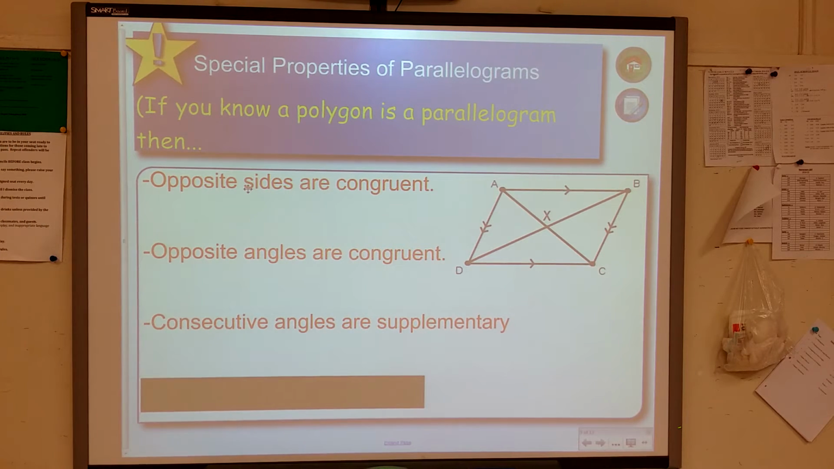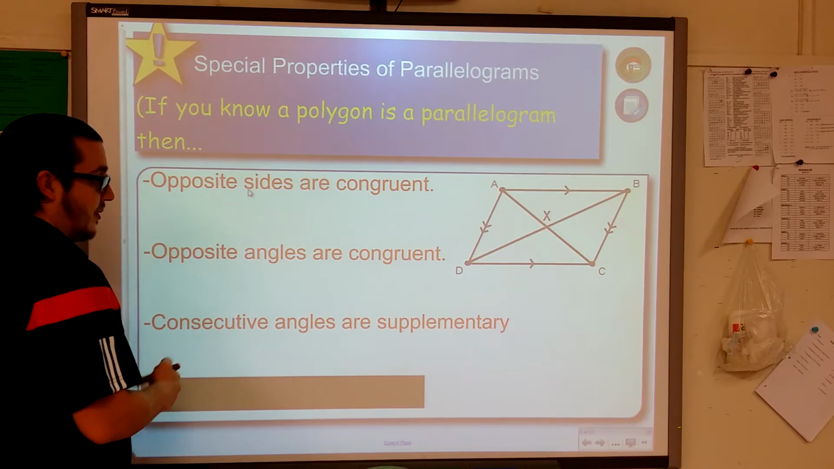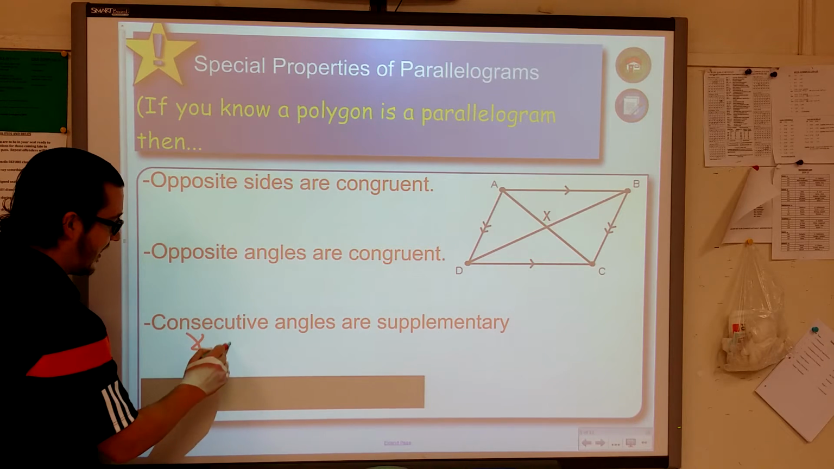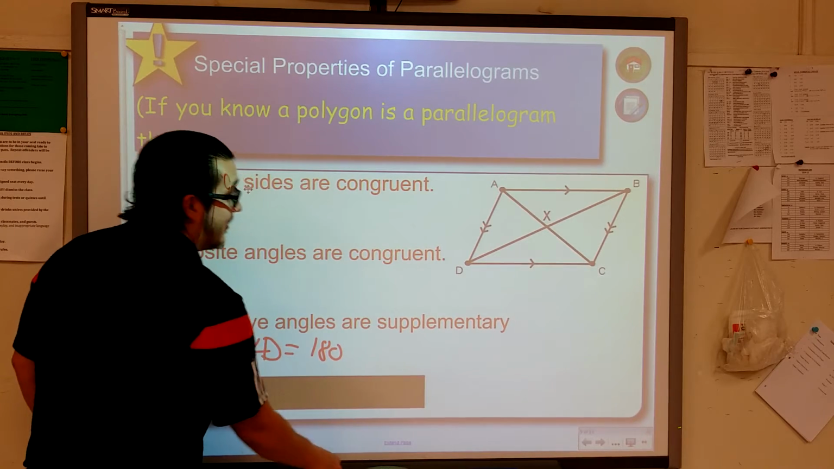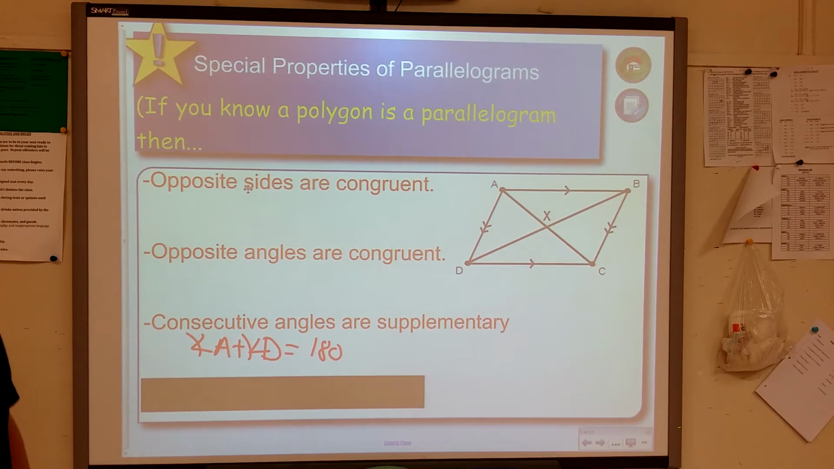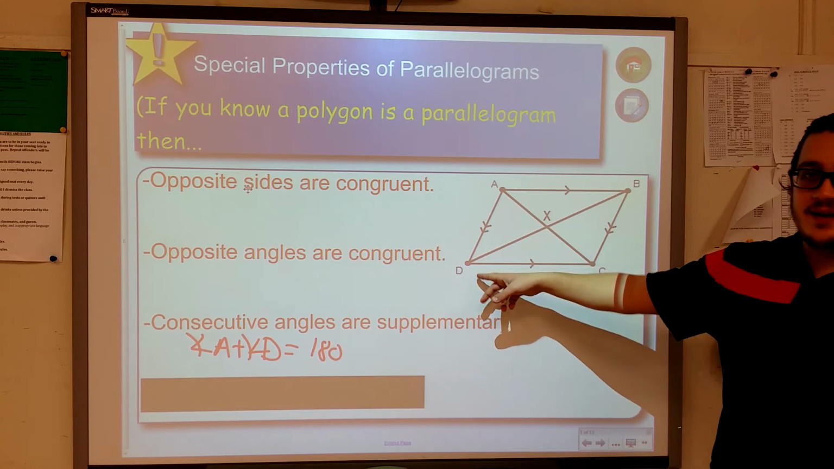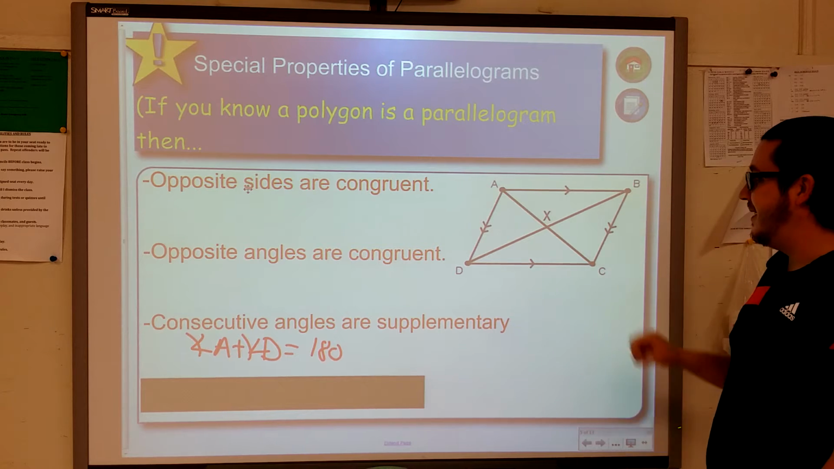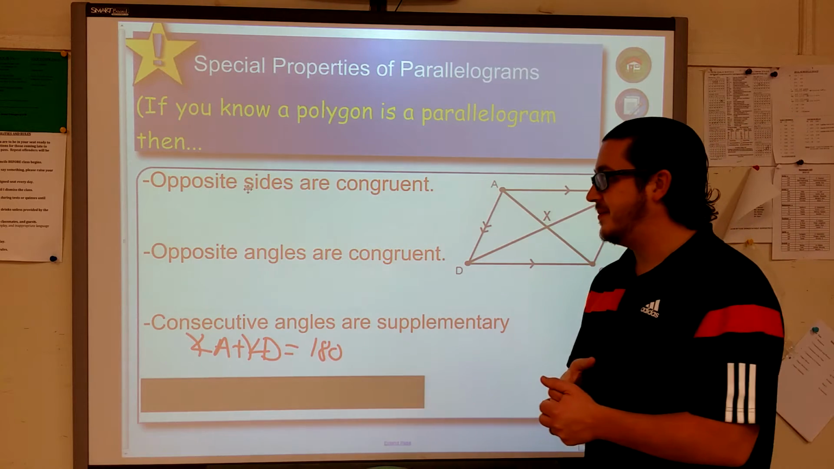This one's going to sound a little quirky, but consecutive angles are supplementary. What we're trying to say here is the angles that are next to each other, the adjacent angles. So, angle A plus angle D is equal to 180. Also angle A and angle B. The angles that are adjacent to each other, the angles that are next to each other, are supplementary. Angle A, angle D are supplementary. Angle A and angle B and angle C and angle D. The angles that are next to each other, supplementary. They're adding up to 180.